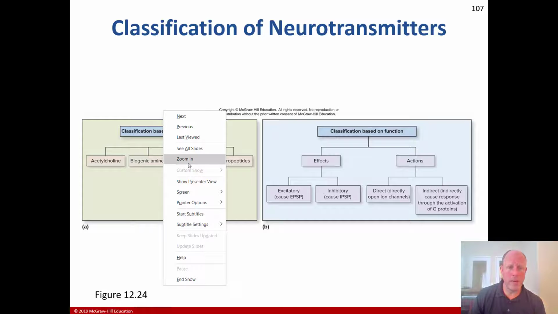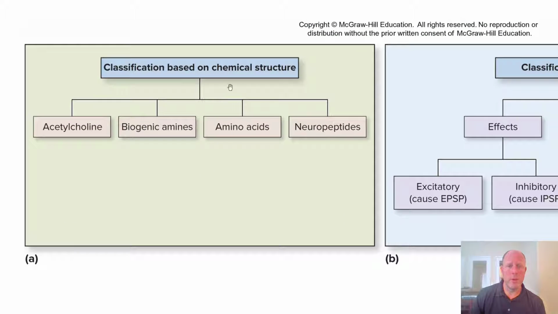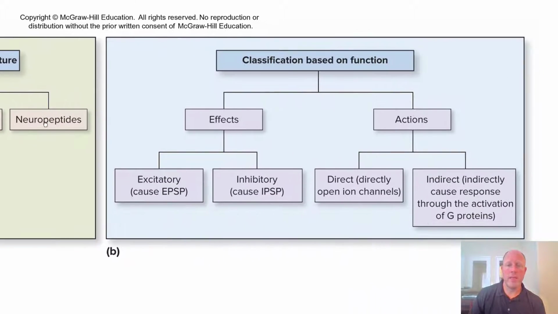So with our classification of our neurotransmitters, we have classification based on chemical structure: acetylcholine, biogenic amines, amino acids, and neuropeptides. Then, based on function, our effects, which are either excitatory or inhibitory, and our actions, which are either direct or indirect. Direct being with open ion channels, and indirect, indirectly causing a response through the activation of G proteins.